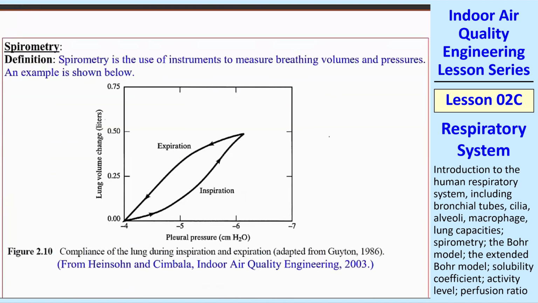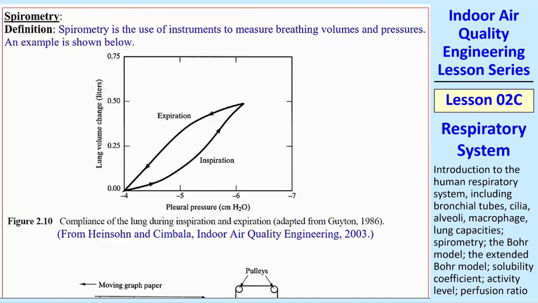Here's a definition. Spirometry is the use of instruments to measure breathing volumes and pressures. Here's an example from a spirometer. Inspiration means you inhale. Expiration is when you exhale. The first thing you can see is there's some hysteresis there, but this shows pressure on the x-axis. Pleural just means lung, and then lung volume change in liters. This person has approximately 500 milliliters, or half a liter, of volume that he or she inspires or breathes in, and then the same amount you breathe out.